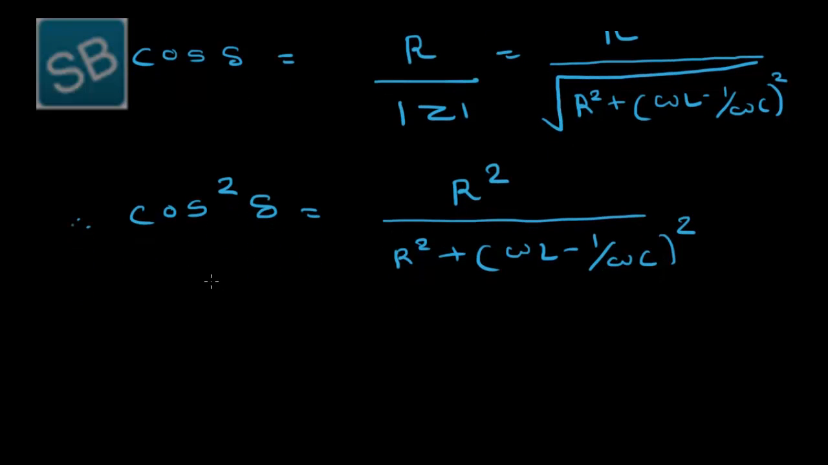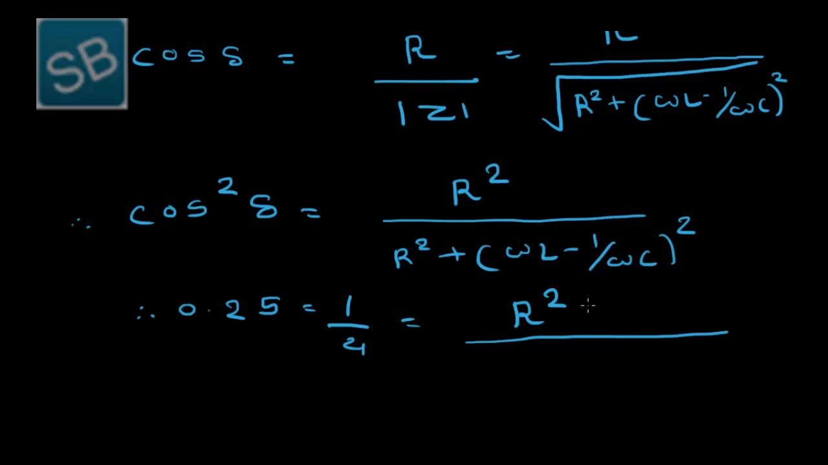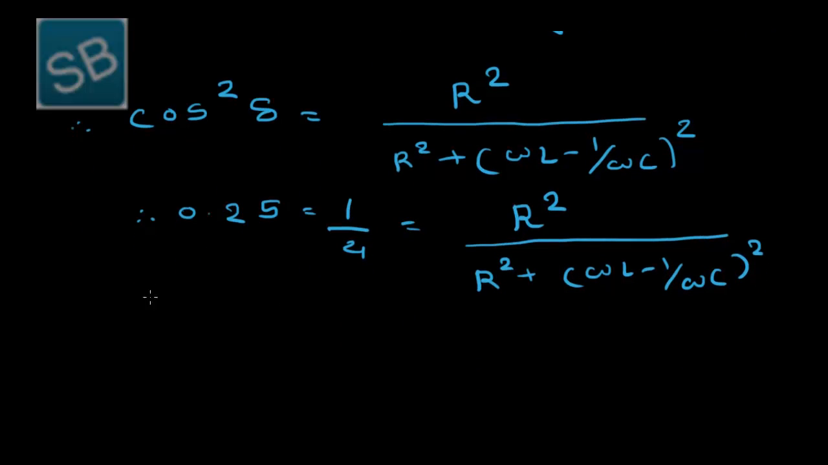Therefore, the value of cos delta is 0.5. So if I square it, it will be 0.25. And I can also write 0.25 as 1 by 4, which is equal to r square divided by r square plus (omega L minus 1 over omega C) whole square.